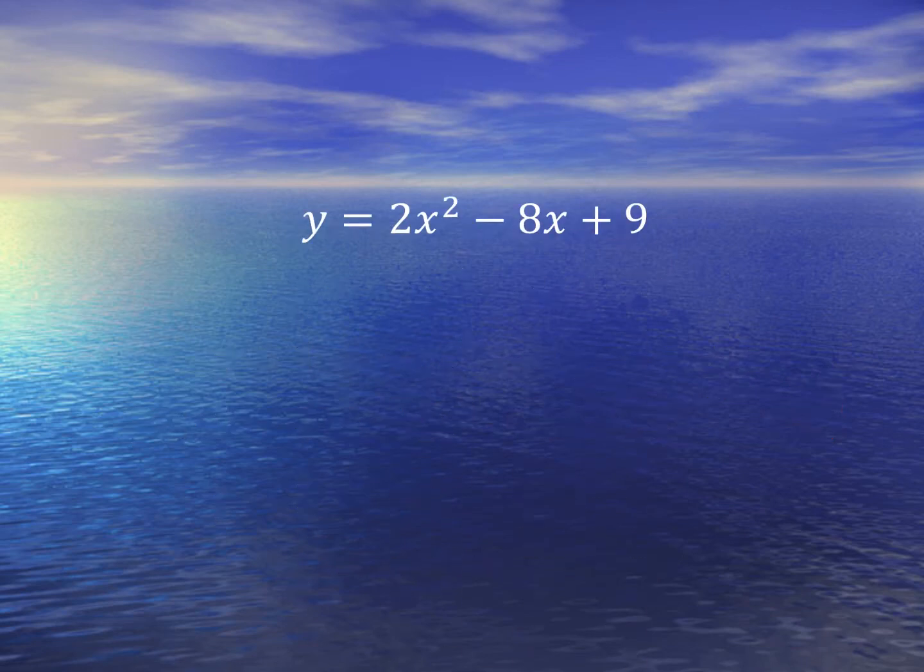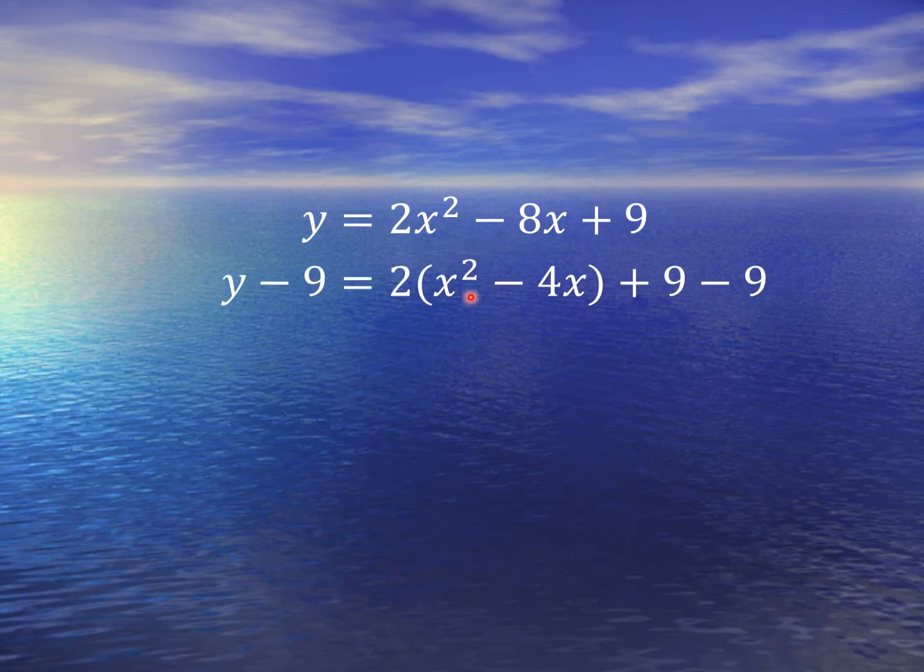So let us have y equals 2x squared minus 8x plus 9. The first thing we need to do here is to subtract both sides by 9 as well as to rewrite this one as 2 times x squared minus 4x. Why minus 4? Because negative 8 divided by 2 is negative 4. 2 times negative 4 is minus 8. Simplifying further, we have y minus 9 equals 2 times x squared minus 4x.